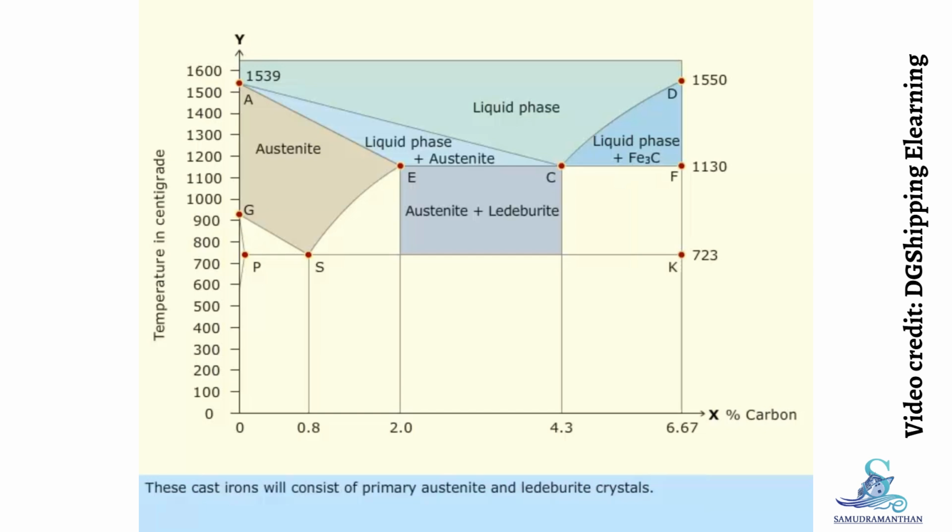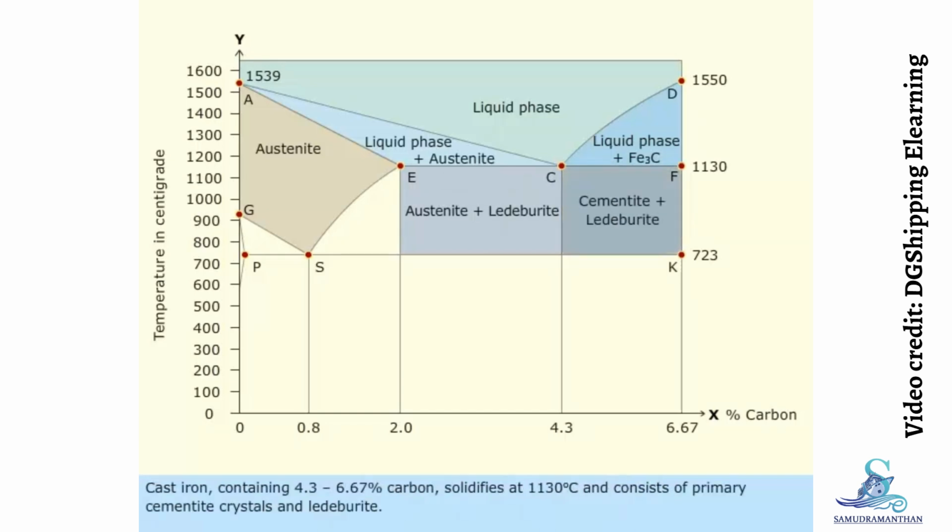These cast irons will consist of primary austenite and ledeburite crystals. Cast iron, containing 4.3 to 6.67% carbon, solidifies at 1130 degrees Celsius and consists of primary cementite crystals and ledeburite. After this primary crystallization, all steels consist of austenite and all cast irons consist of cementite and ledeburite. The secondary crystallization occurs in the solid state.